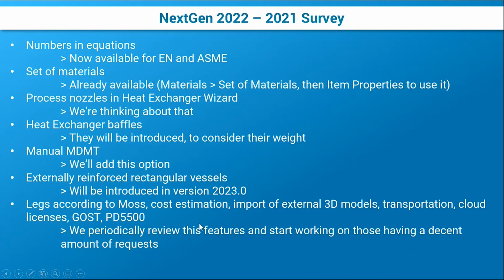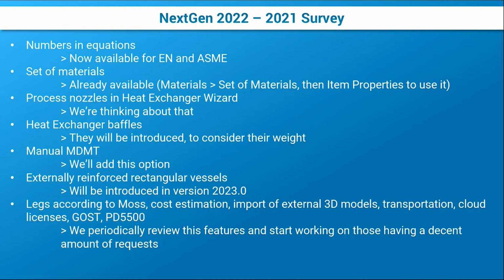What else? Externally reinforced rectangular vessels. They are coming in version 2023. They are already in the pipeline. So we will complete all the sketches available in ASME. I think it's Appendix 13. We now have only the internally reinforced rectangular vessels. We will expand with the externally reinforced ones.